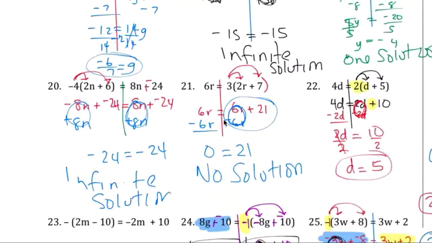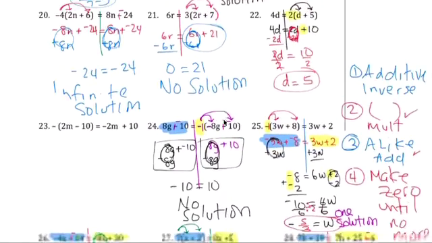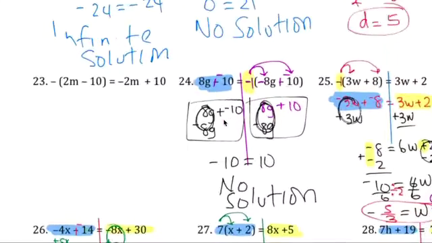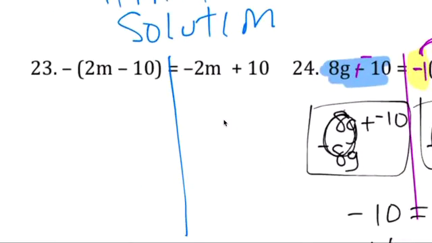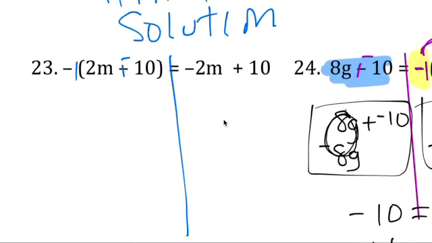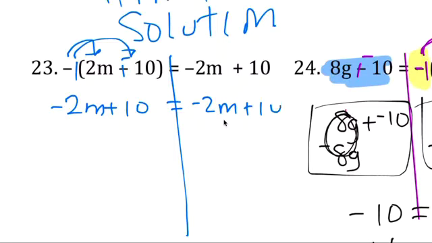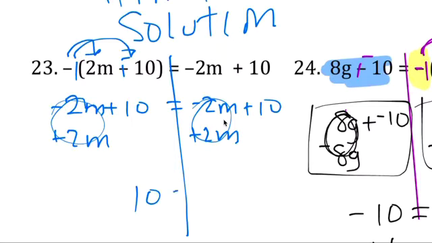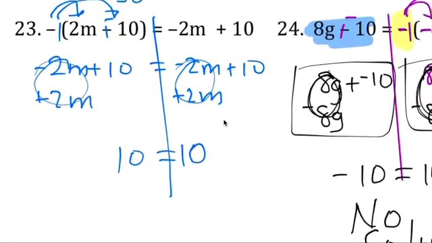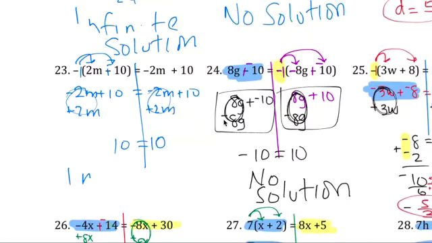Okay. And then I finish, oh, one more. Number 23, right? Plus a negative, there's invisible 1, distribute, get negative 2m plus 10, negative 2m plus 10, make the 2m 0, because they're on both sides, best to make one of the variables equal to 10. This is called infinite solution.